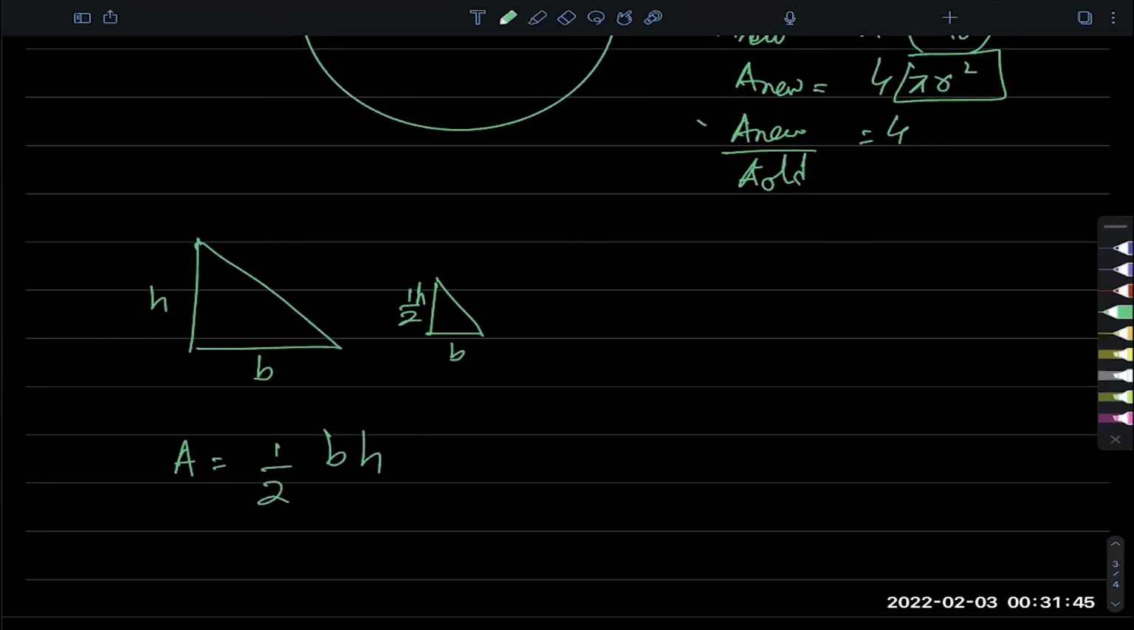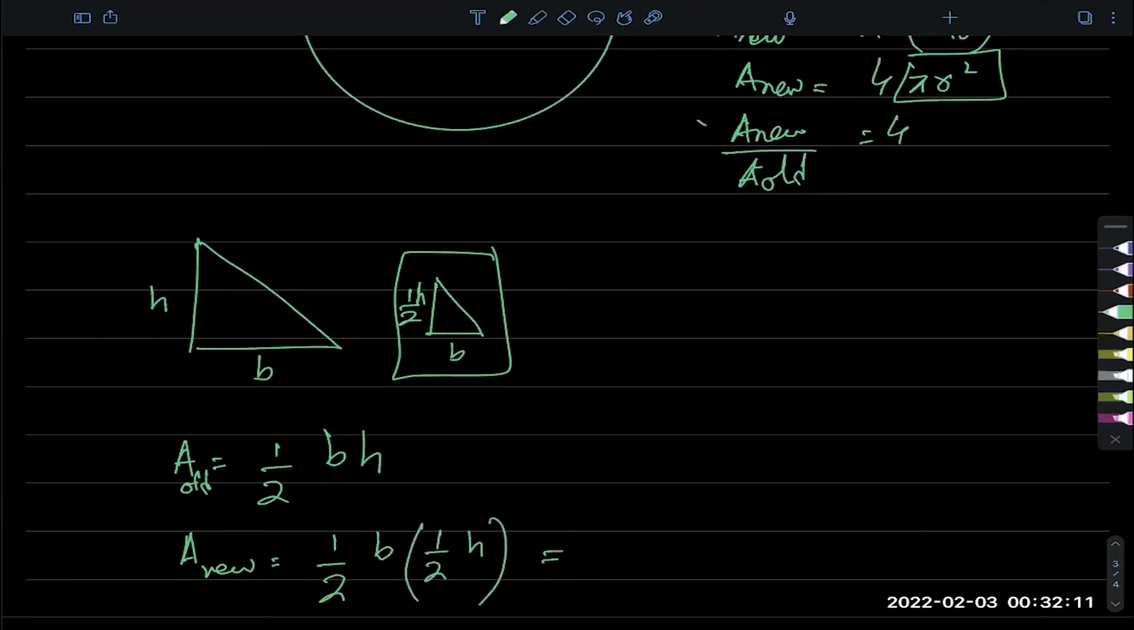Okay. Now let's fix that. That's my old value, 1 by 2 b times h. My new value is going to be 1 by 2 on its own, no relation with that one. 1 by 2, and obviously b is going to be halved. Wait a minute, I didn't halve b, right? I just halved h. So b is going to be the same and half h.